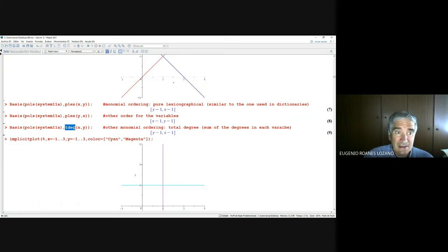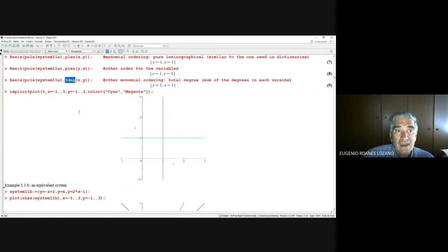where the degrees in each variable are added. In this case, it doesn't matter which order we use, but that can change depending on the set of polynomials considered. What does the Gröbner basis do in this case? Well, the solution, x equals 1, y equals 1, is described at the intersection of these two lines that are parallel to the coordinate axes.